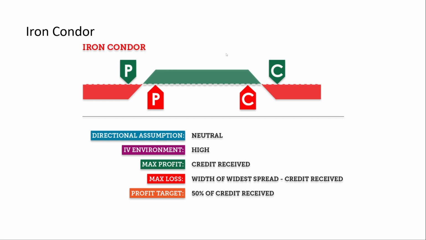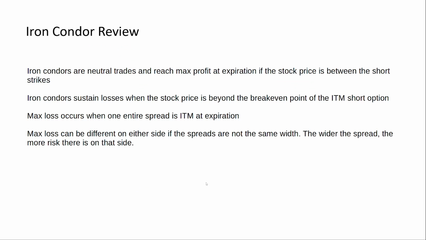The max loss that we can have is going to be the max loss from a credit put spread or a credit call spread, because, like I said, one of the parts is going to be beneficial for us. And the same, if you want, you can put a profit target of 50% of the credit received.